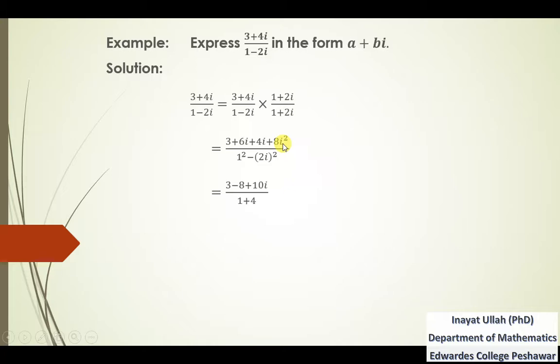Iota square is minus 1. Minus 1 into plus is minus 8, which is real, so minus 8. 6 iota plus 4 iota is 10 iota, and 1 square is 1. Iota square is minus 1. Minus into minus is plus. 2 square is 4. 3 minus 8 is minus 5. Splitting into real and imaginary parts, minus 5 by minus 5 plus 10 by 5 iota, cancelling these to get minus 1 plus 2 iota, which is in a plus b iota form.